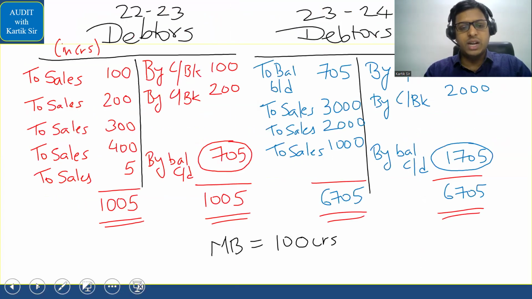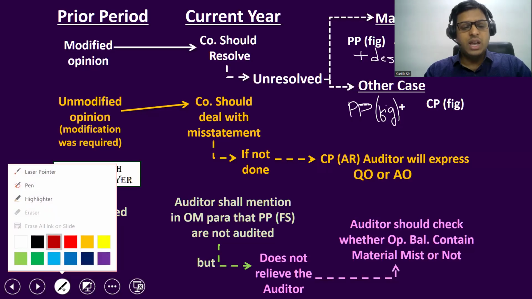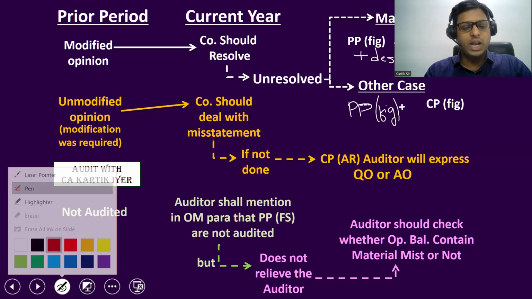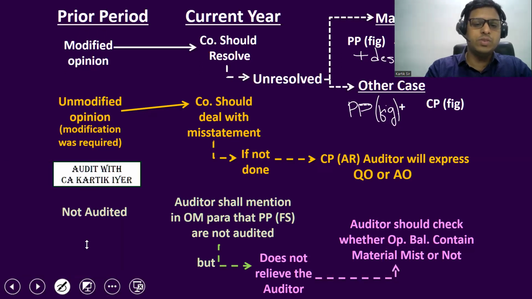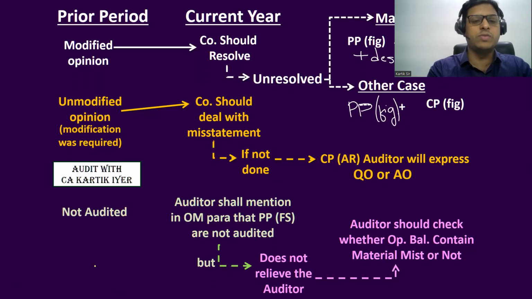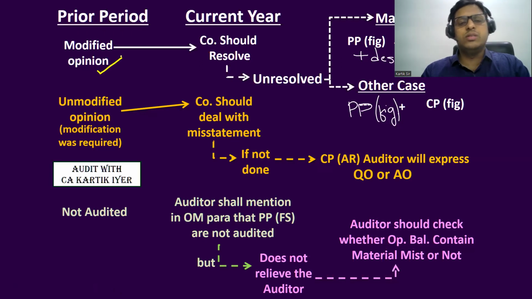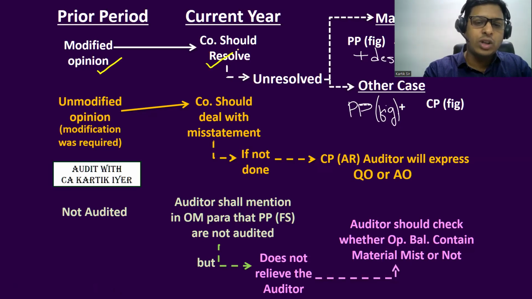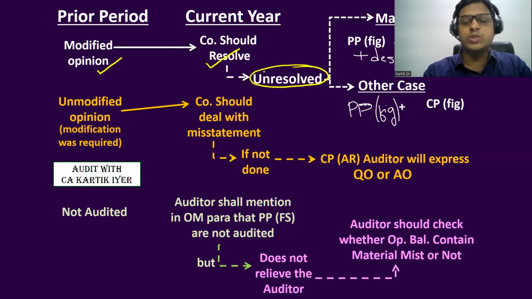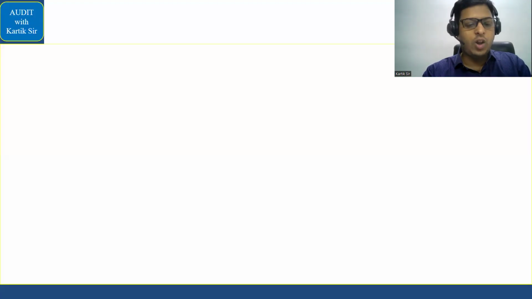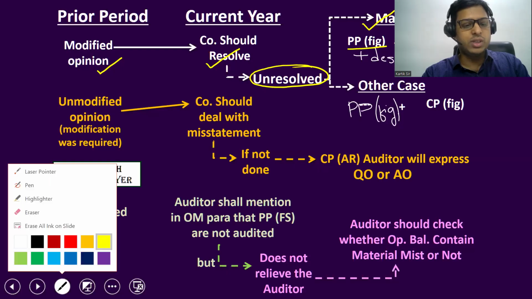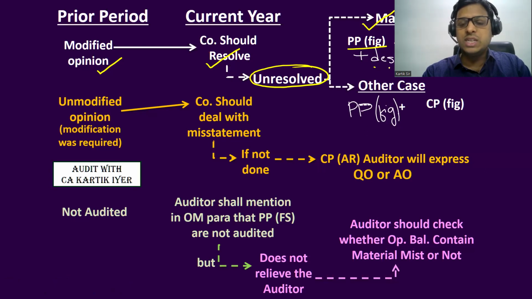I've given this example to you in the class, so I hope you will be able to recollect and remember. Please see here. First, whenever in the prior period the auditor had given a modified opinion, and in this year the company should have resolved that matter but it is unresolved, and the matter is material, the auditor will mention the prior period figures along with the current period figures, along with the description of the matter.